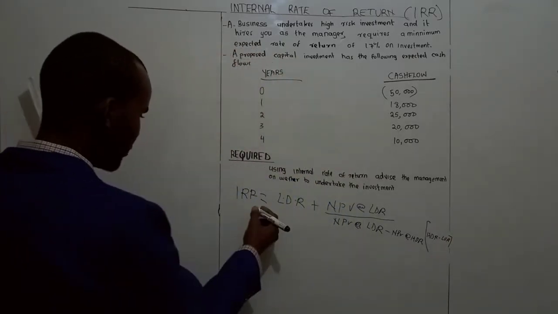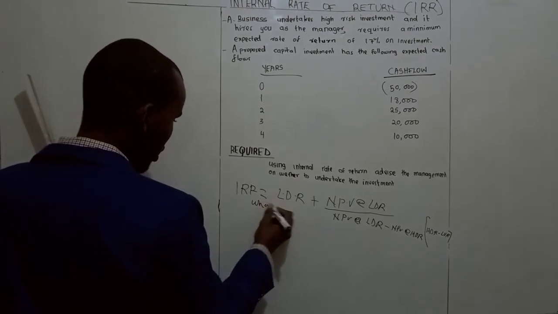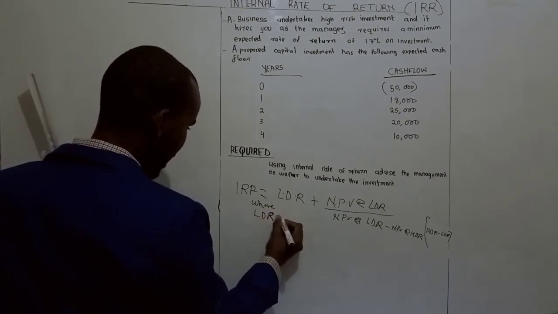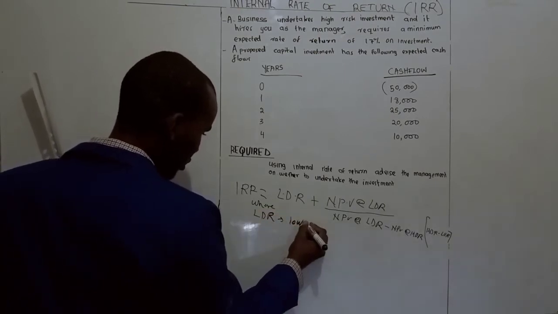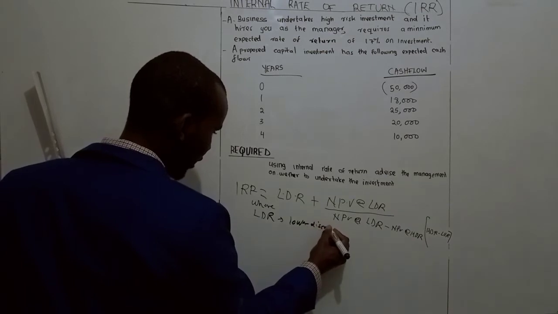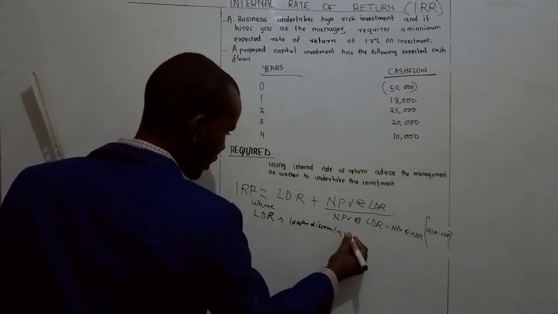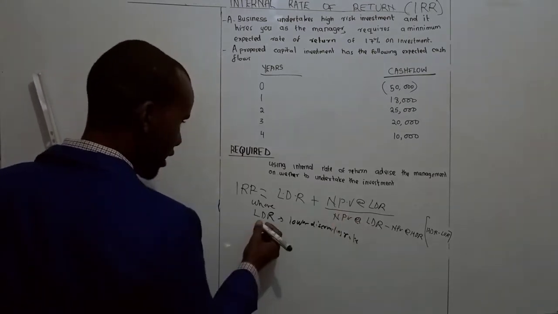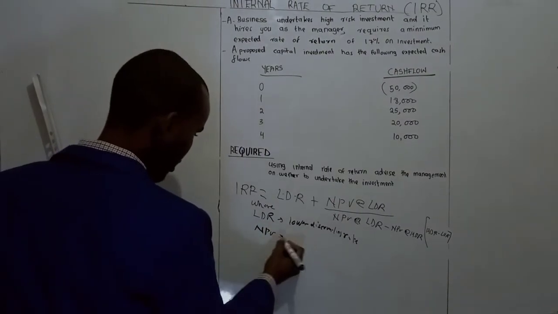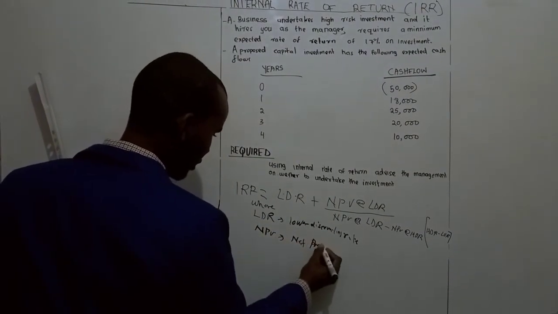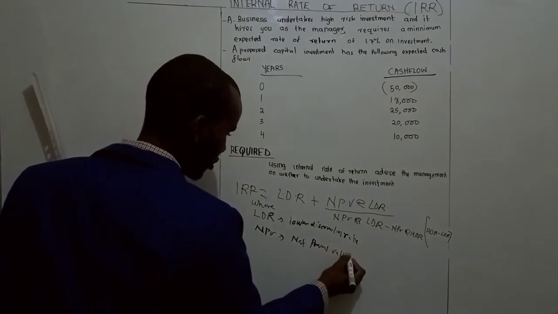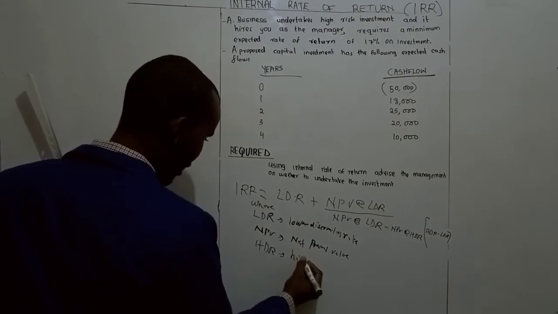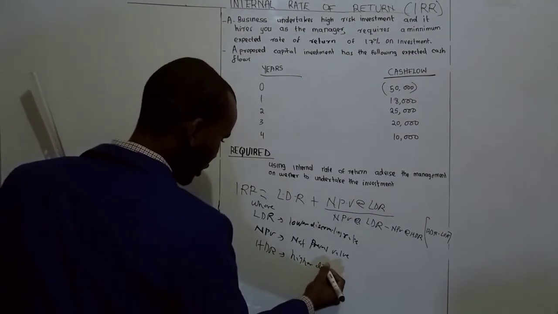Now you can see, you already know that IRR is the internal rate of return. LDR is the lower discounting rate. NPV is the net present value. And HDR is the higher discounting rate.